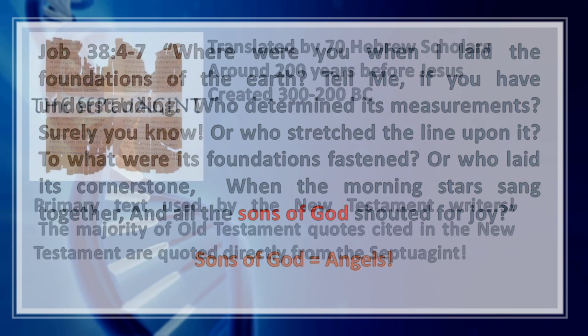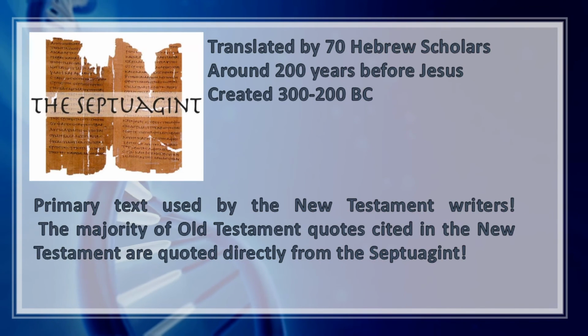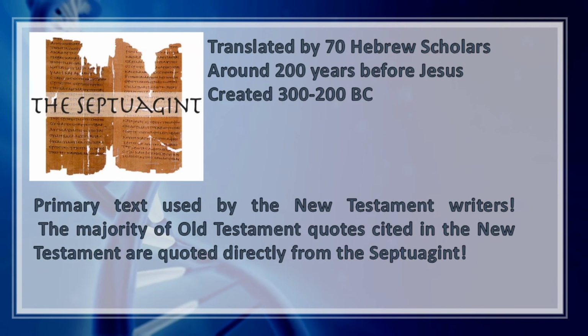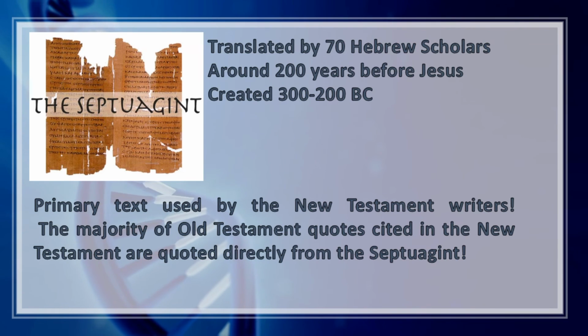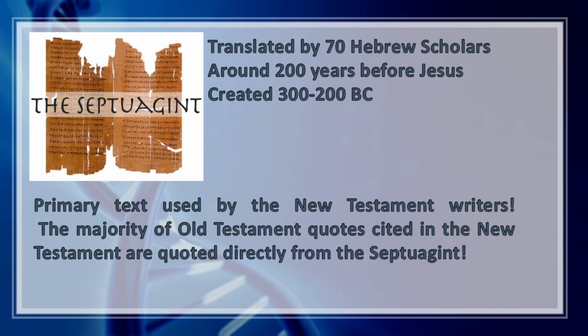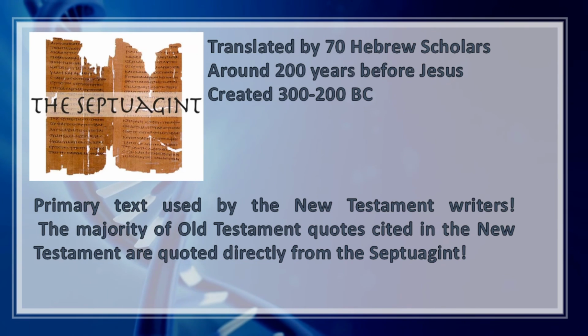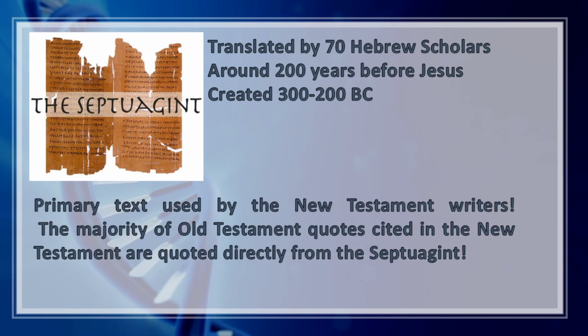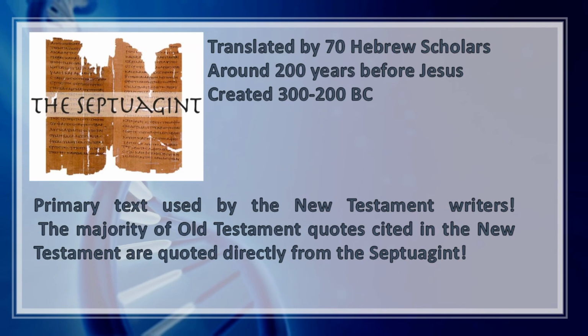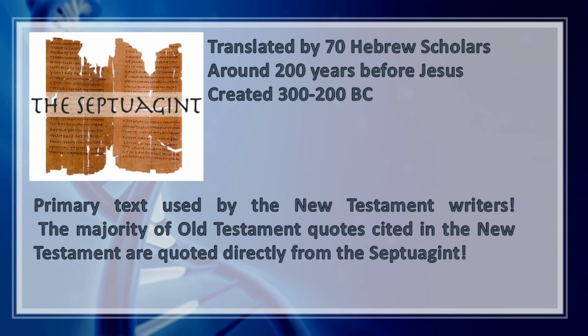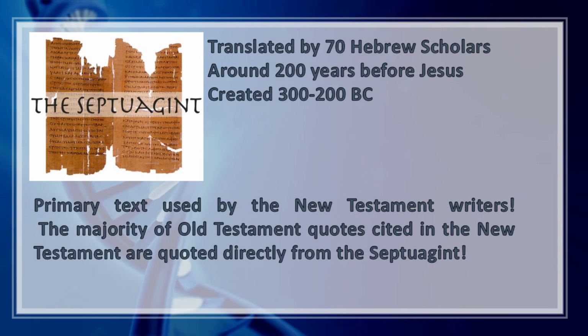There was an ancient Greek translation of the Old Testament created around 200 years before Jesus was born in Bethlehem, and that translation is called the Septuagint. There were 70 or 72, according to some, Hebrew scholars who were commissioned to translate the existing Hebrew Bible into Greek from around 300 to 200 BC. And the Septuagint is what they produced.